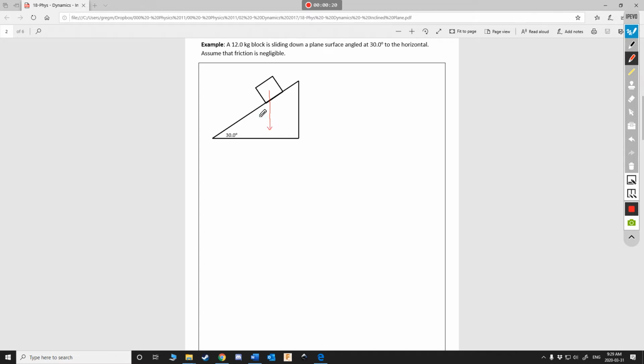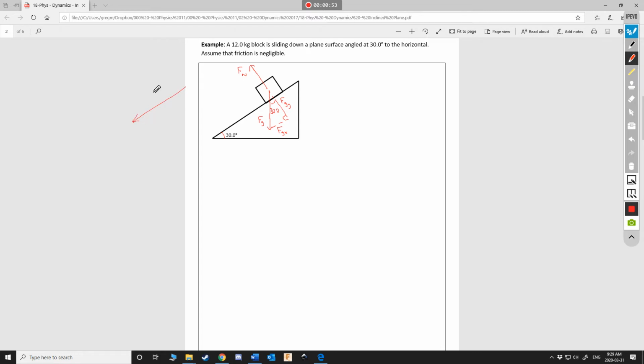We know force of gravity is downwards, and we can create a triangle where FGY is going to be perpendicular to the surface, and FGX is going to be parallel to the surface. Using geometry, if this angle here is 30 degrees, I know this angle is also going to be 30 degrees. Normal force is perpendicular to our surface.